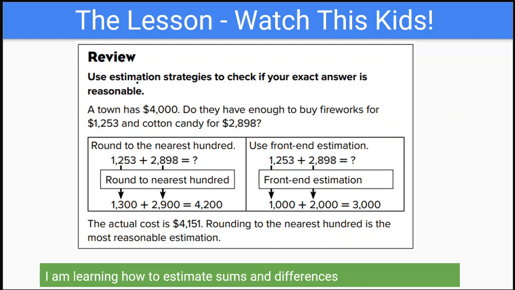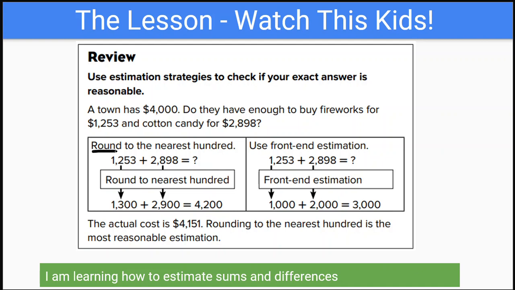So it says here, use estimation strategies to check if your exact answer is reasonable. A town has $4,000. Do they have enough to buy fireworks for $1,253 and cotton candy for $2,898? Well, in this example right here, they give you two different ways of doing it.